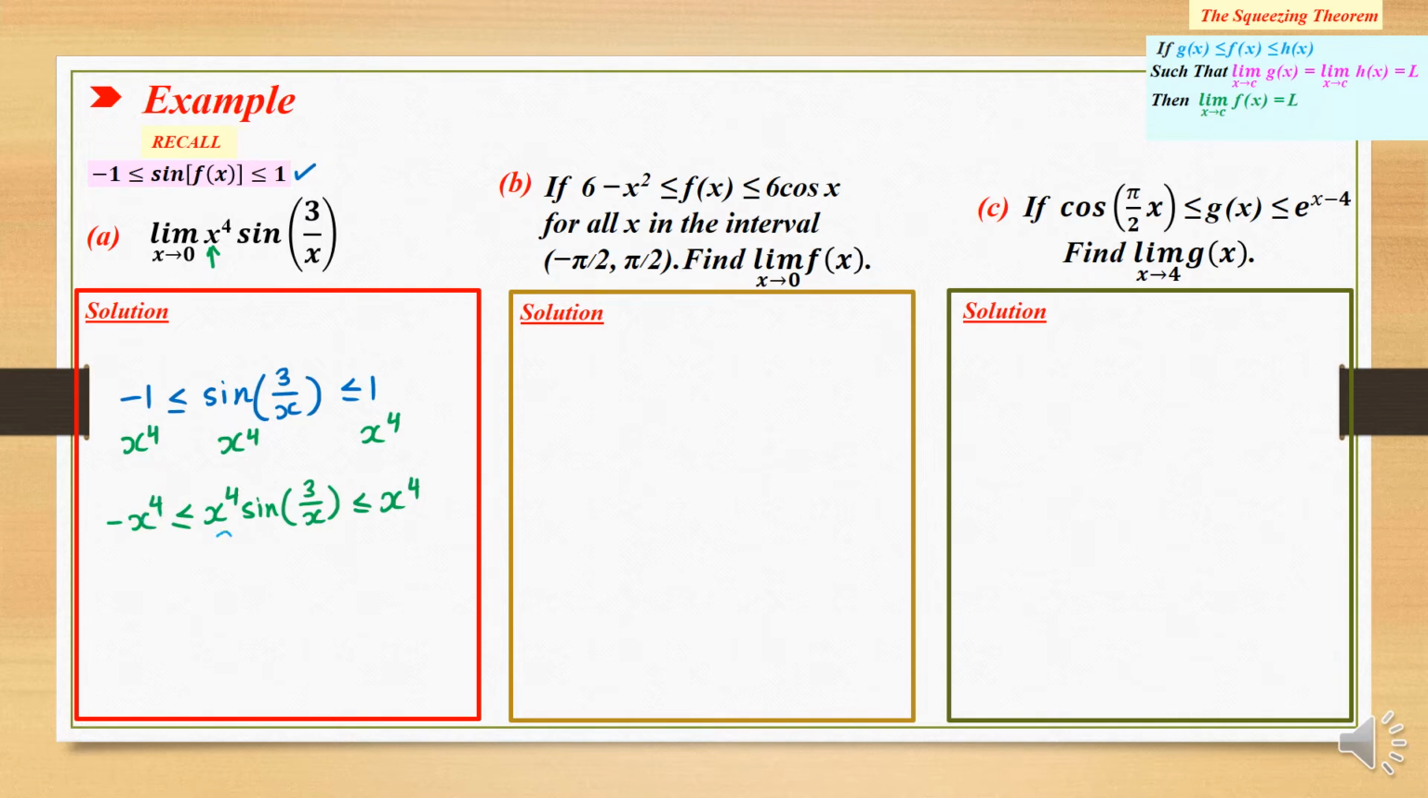Now the function we have in the question is between the function negative x to the fourth, and let's say this is f of x, and the function x to the fourth is g of x. Now you have to replace x equals 0 in both functions, so we have f of 0 equals -0 to the fourth, which is equal to 0, and here we have g of 0 equals 0 to the fourth, which is equal to 0.